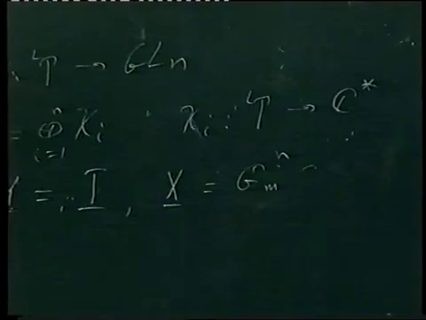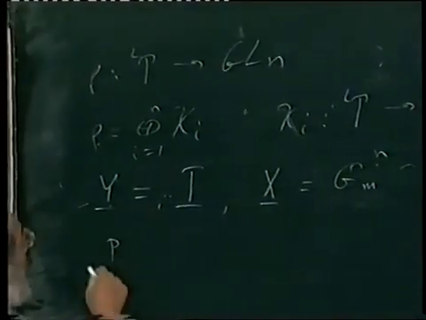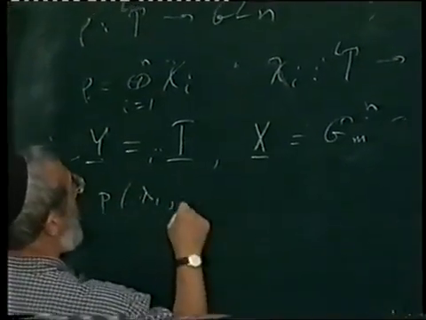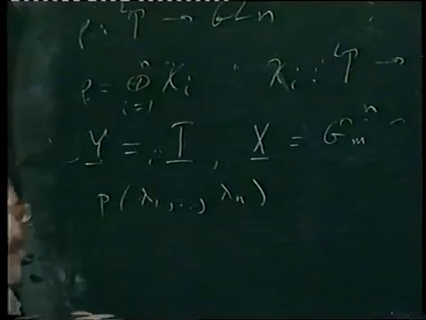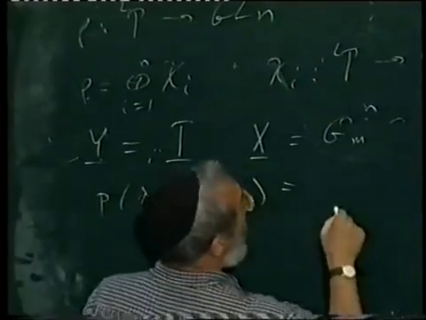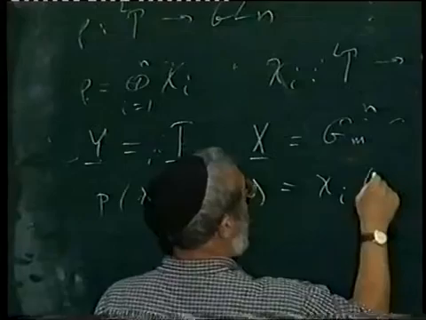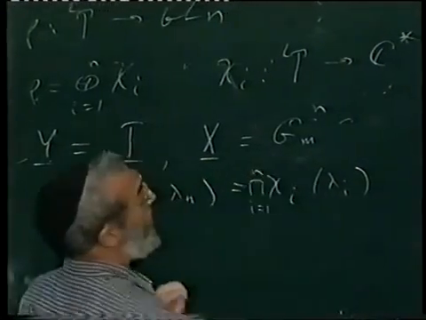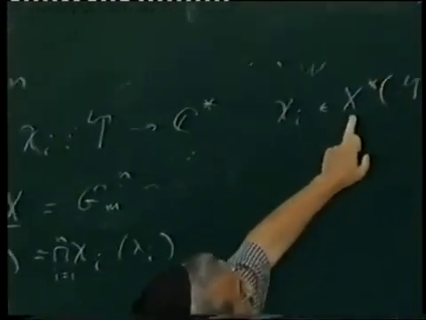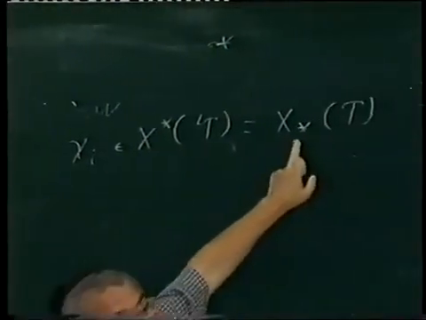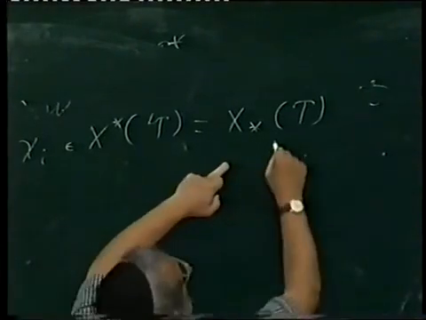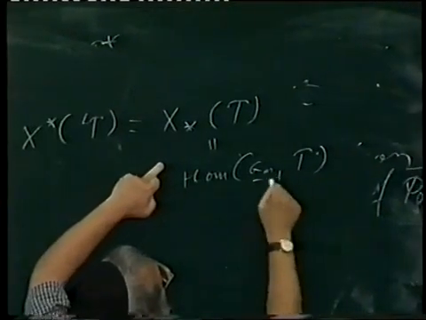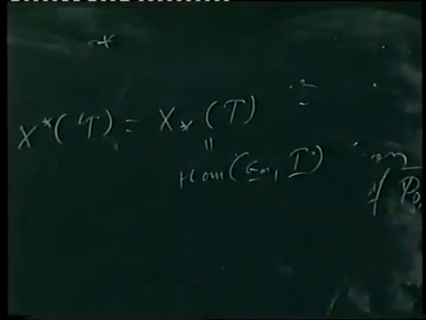Now we have to define maps. The map P of lambda 1, ..., lambda N is by definition the product over I equal 1 to N of chi I of lambda I. Since chi I is a co-character of the torus, once more this is a homomorphism from Gm to T, so I can evaluate it for any point lambda.